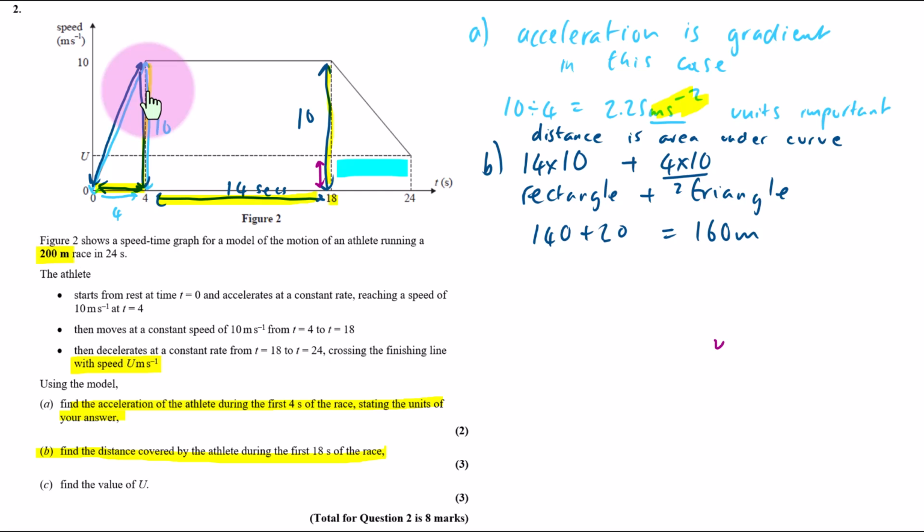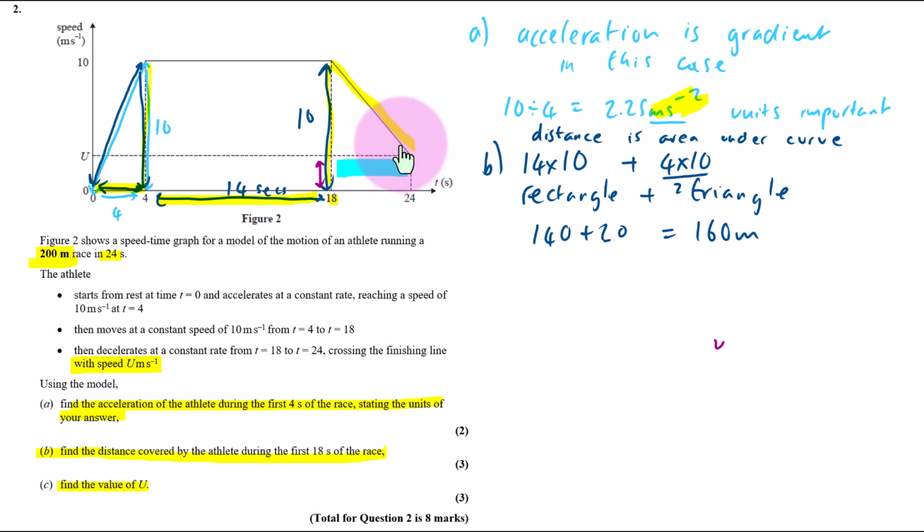So this shows that it's a 200 meter race in 24 seconds. So it says find the value of U. And U is the speed in meters per second after the athlete decelerates at a constant rate. So we want his velocity at U. So we want this.